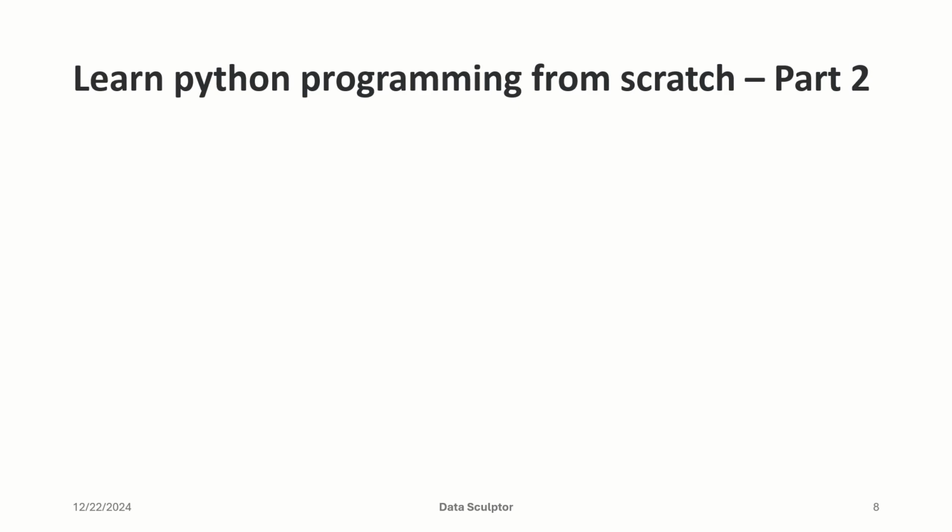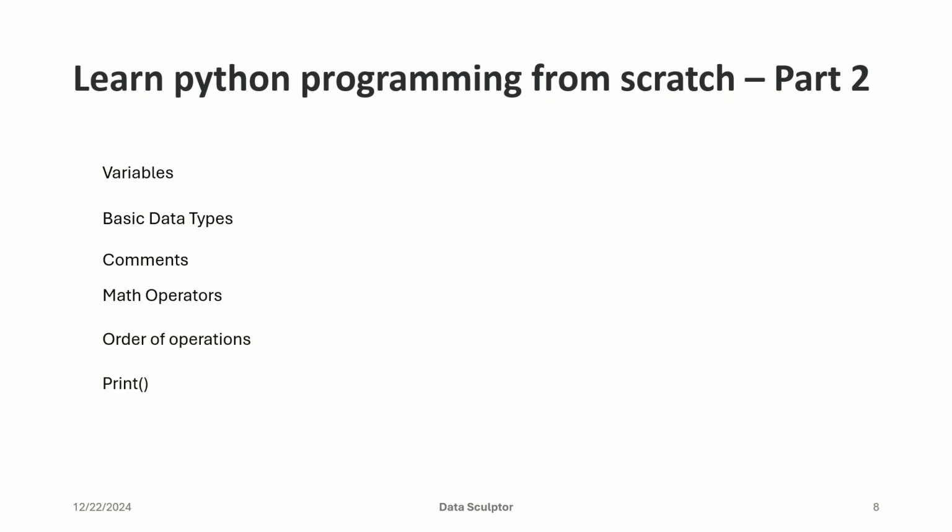Today we are going to cover part 2 of Python programming from scratch. In this video, we are going to cover the following topics. The first is variables, second is the basic data types in Python, third is how to write comments in Python, fourth is basic math operators, fifth is order of operations, and last is print. These are all pretty basic. If you are aware of any programming language other than Python, this will be very simple to understand. But since we need to understand Python in depth, we need to understand these as well.